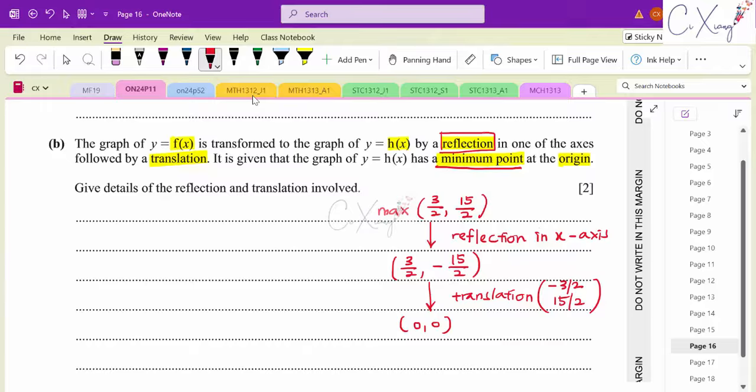Alright, so basically this is what we have. So you should write it out again in detail. The first one, the reflection will be the reflection in the x-axis, followed by the translation. So what is the vector of the translation here? It will be (-3/2, 15/2).